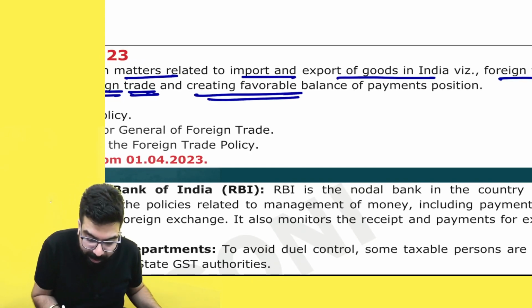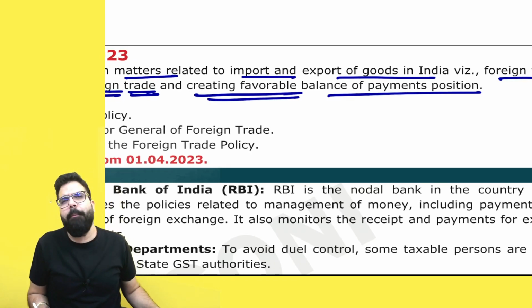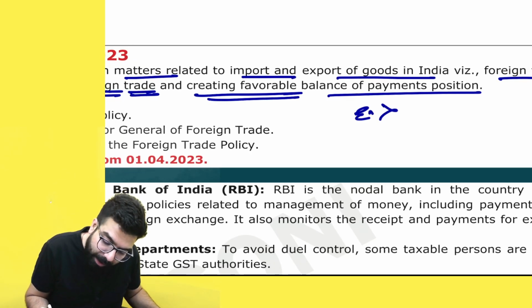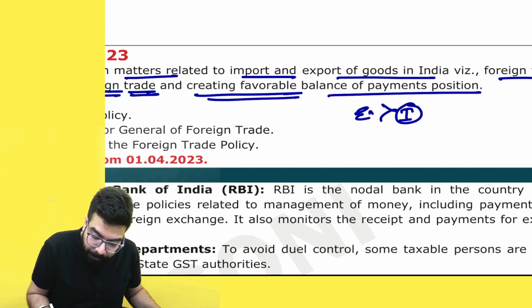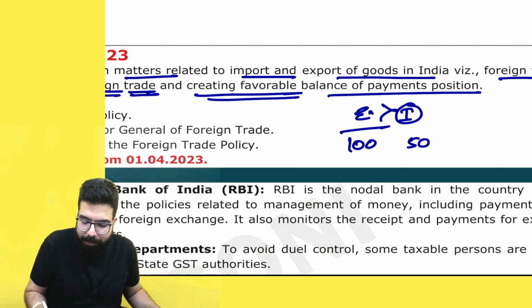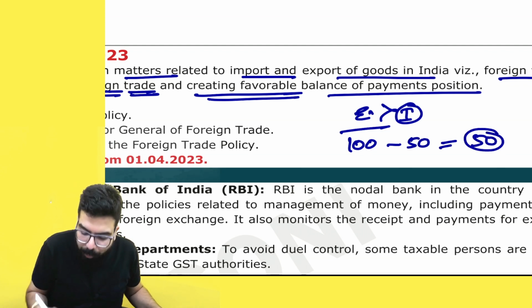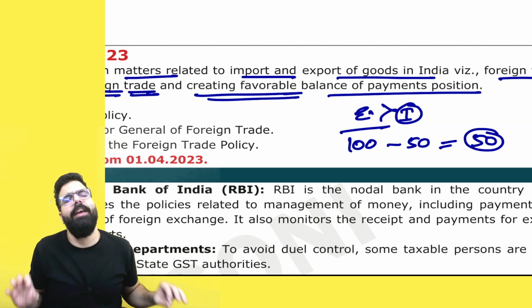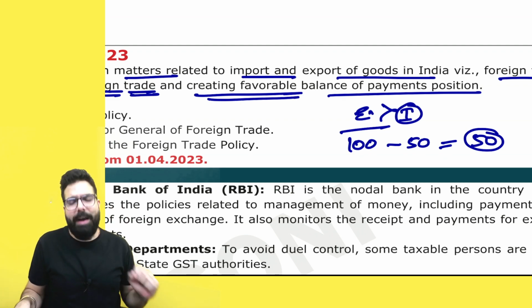And sir, creating a favorable balance of payment position, means your export should be greater than your import. Say you have earned 100 rupees in export and spent only 50 rupees in import, then baba, 50 rupees you still made in foreign currency. That is what they are telling. There should always be a favorable balance which is created.